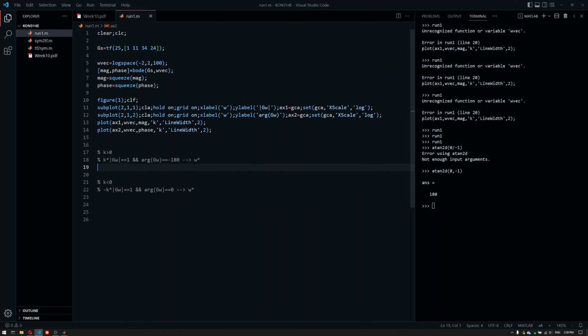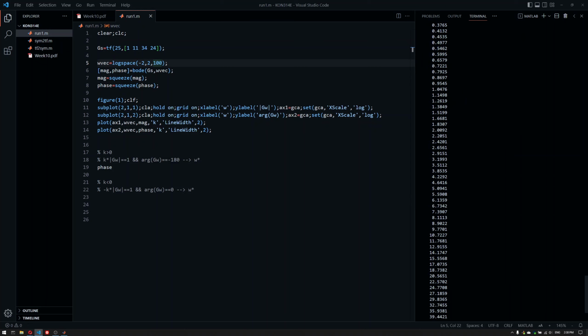So I know what the phase vector looks like. What I need to do is search for the point where this becomes negative 180 degrees. Since we're using a logarithmic scale, that exact frequency may not be available here. So I'm not going to look for minus 180 degrees exactly. I'm going to look for the closest point. And the reason for that is this here. In omega vec, we have only these frequencies, nothing else.